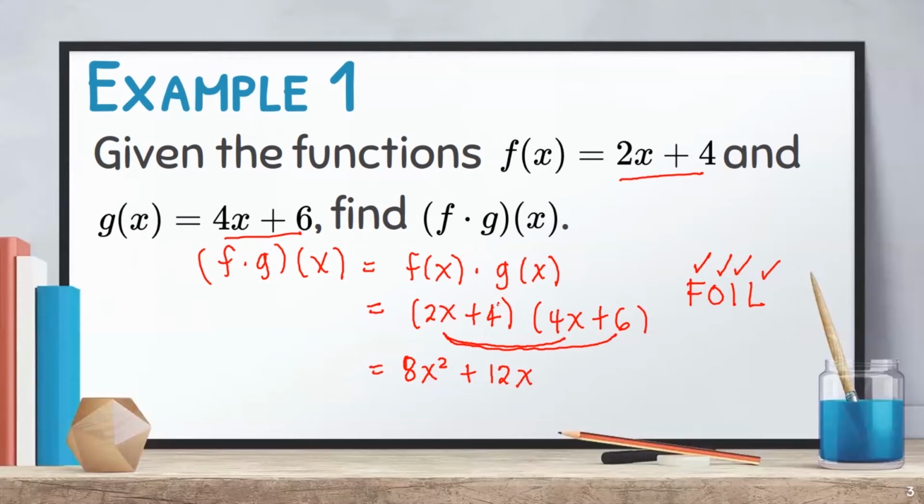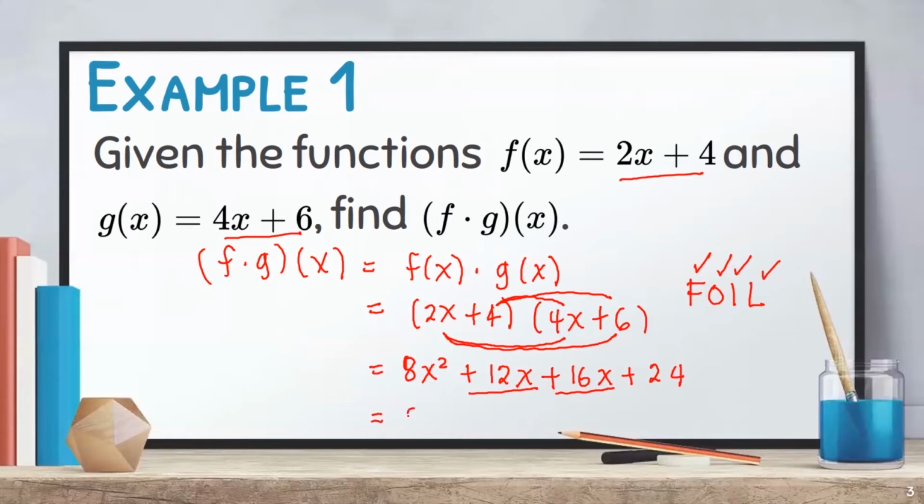Inner terms, 4 times 4x. Positive 4 times positive 4x is positive 16x. And the last terms, positive 4 times positive 6, which is positive 24. From here, we can combine the similar terms. The similar terms are positive 12x and positive 16x. Then we will just simply copy 8x squared and 24.